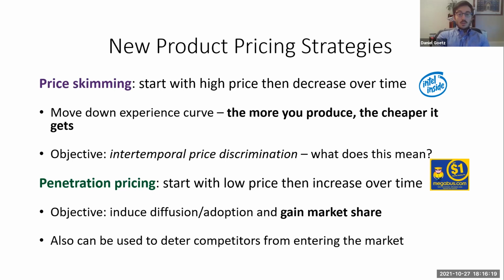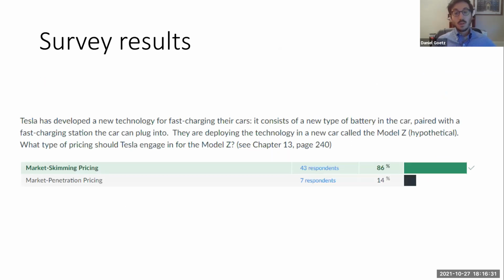Okay. So here's our two kinds of dynamic pricing strategies, high to low and low to high. And now let's go to the survey and see what you guys said for Tesla. So they have a new technology for fast charging. And this is like a hypothetical technology. It's faster than anything they currently have. It needs a new kind of battery to work, and it needs to be paired with a fast charging station. Okay, and they're deploying this technology in a new car called the Model Z. What type of pricing should Tesla engage in for the Model Z?